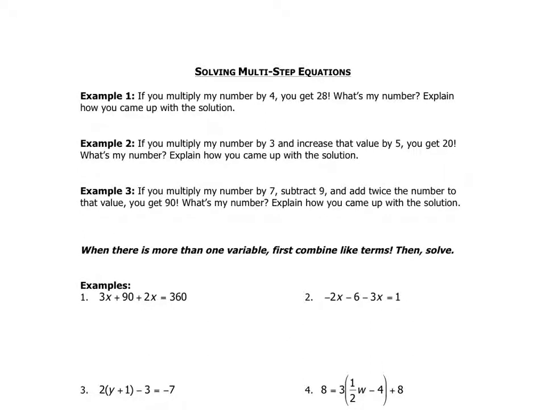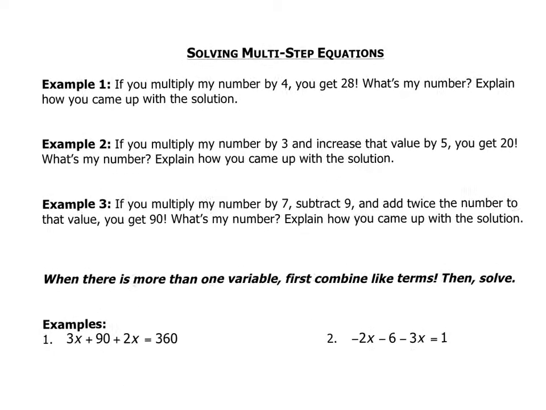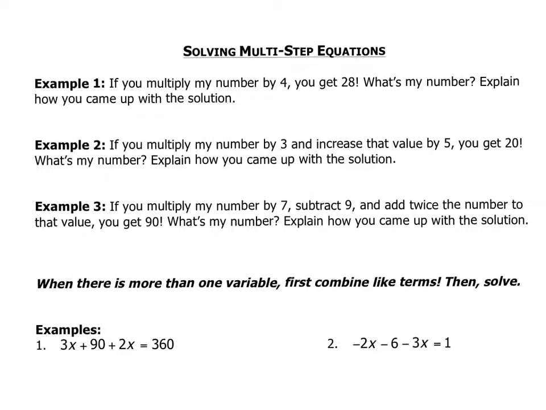All right, so we're going to start off our notes with a few "What's my number?" examples. This is going to get our brain into opposite mode, so here we go. Example 1 says, don't answer out loud, please. If you multiply my number by 4, you get 28. I want you to talk really quick in your groups: what is the number and how did you get it? Go ahead.